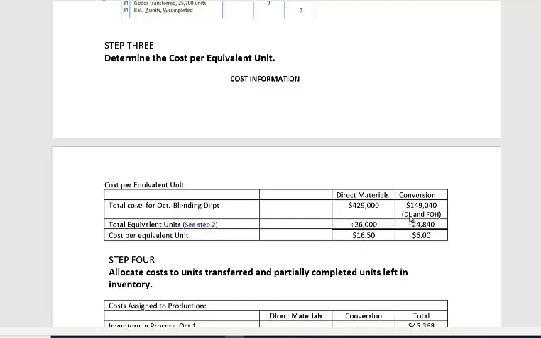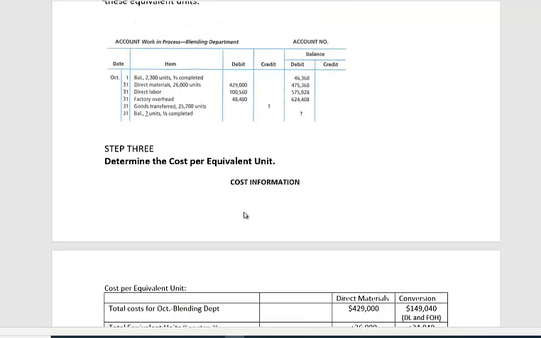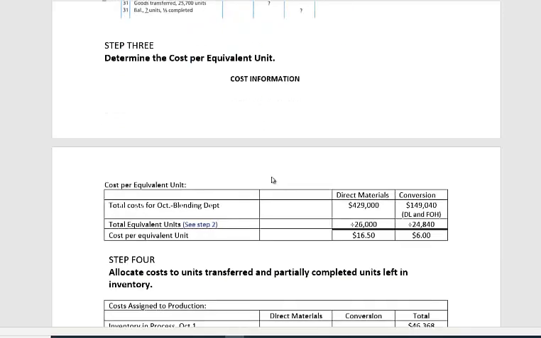Okay, now we need to figure out our total conversion costs. Those are just simple, they're given. Direct labor was $100,560. Factory overhead was $48,480. If we add those two numbers, we'll get $149,040 as our total conversion cost added in October.